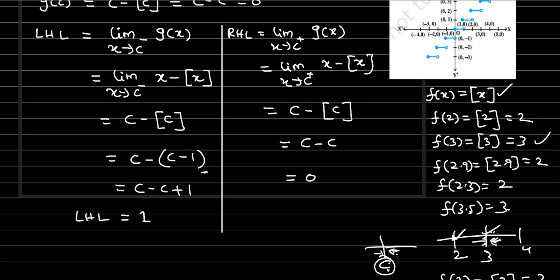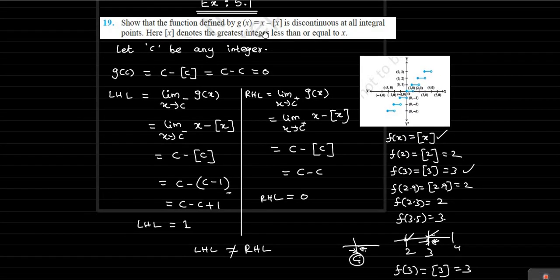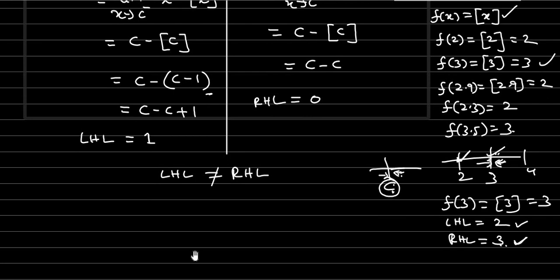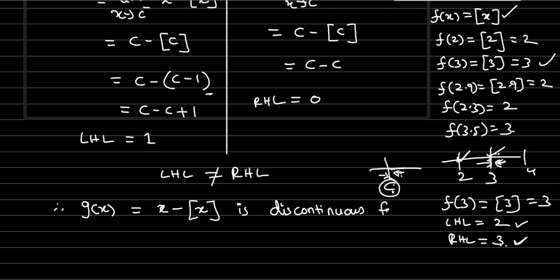Now you can notice that the left hand limit and right hand limit are not equal. So from this we can say the given g of x, that is x minus greatest integer of x, is discontinuous at all integral points. Integral points means integers. So therefore g of x equal to x minus greatest integer of x is discontinuous for all integral points.